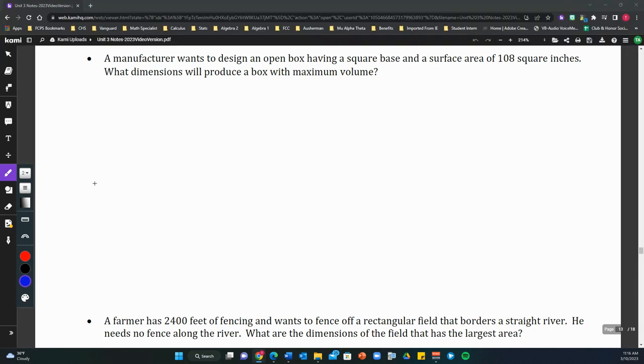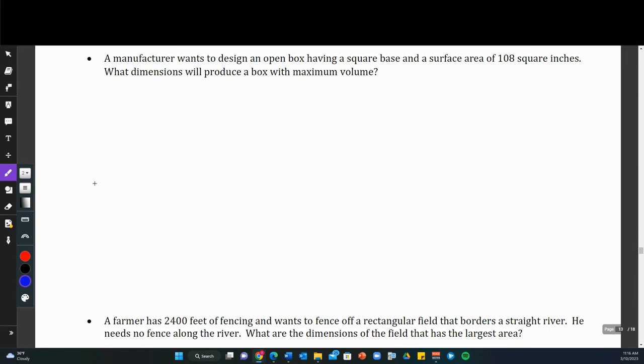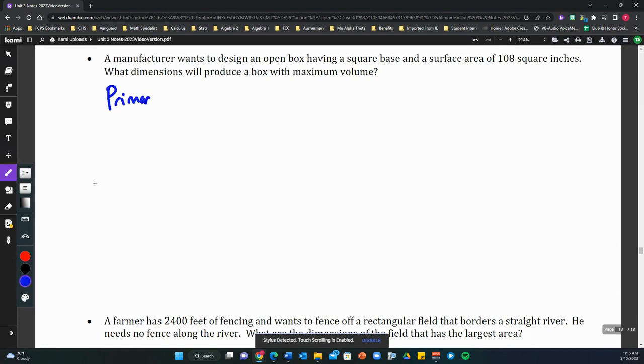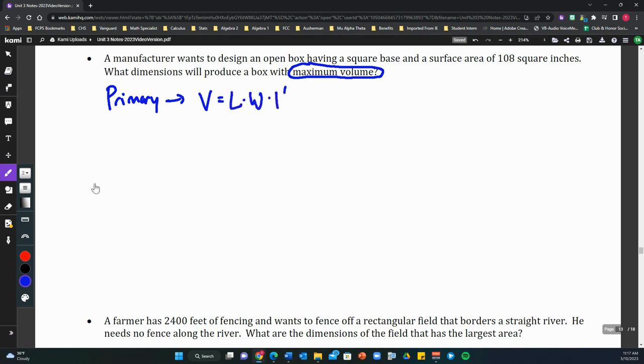In every one of these problems, we are going to have what we're going to refer to as a primary equation. Our primary equation is the quantity that we want to optimize. So we're looking for language that talks about a maximum of something or a minimum of something. In this case, we are trying to find dimensions that maximize volume. In particular, this is the volume of a box, a rectangular prism. The formula for the volume of a rectangular prism is length times width times height. So we've got a box.